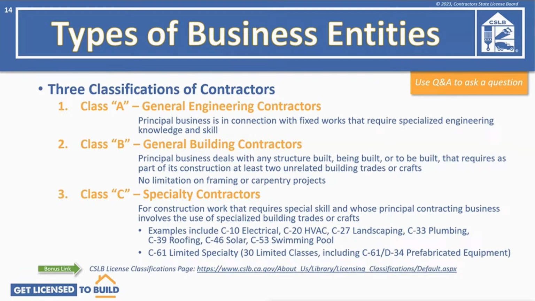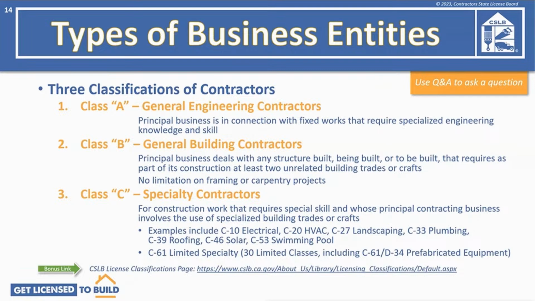Next is Class B, or general building contractors. This is the largest class of contractors in California with more than 133,000. B contractors have a principal business dealing with any structure built, being built, or to be built that requires as part of its construction at least 2 unrelated building trades or crafts.